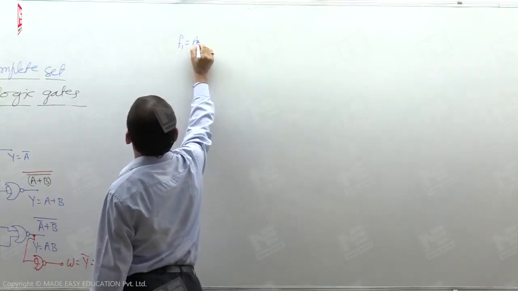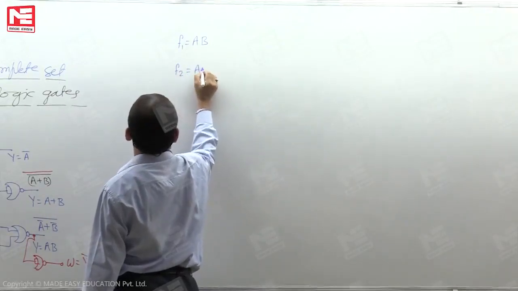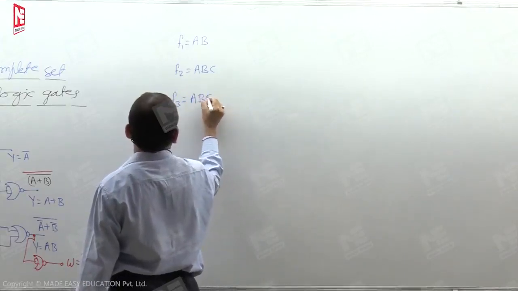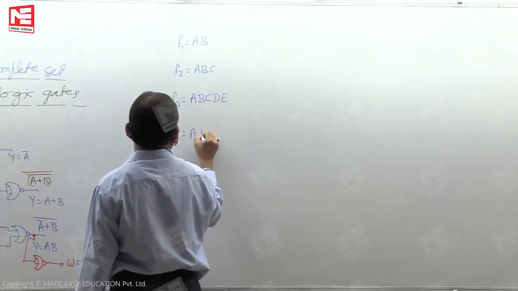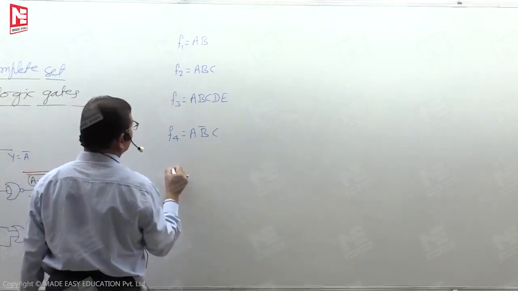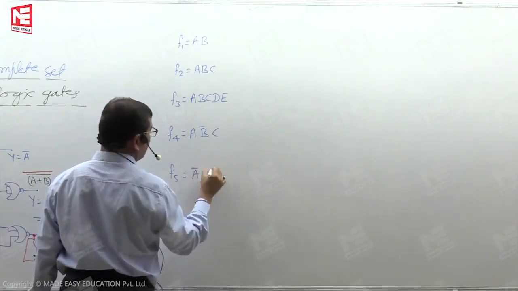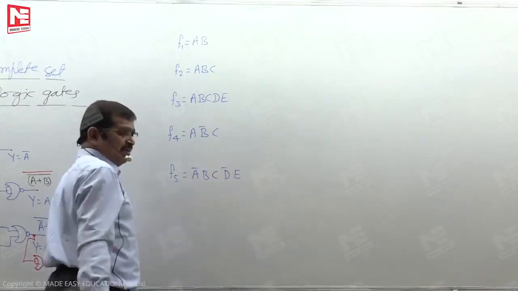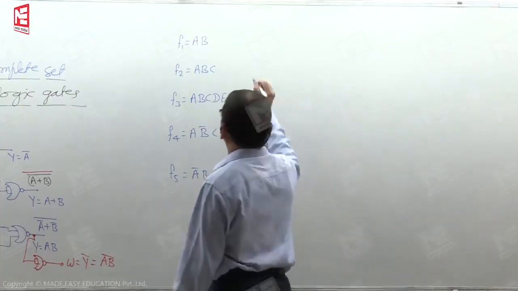F1 is AB, F2 is ABC, F3 is ABCDE, F4 is A B complement C, F5 is A complement B, C, D complement E. Let's look here now.